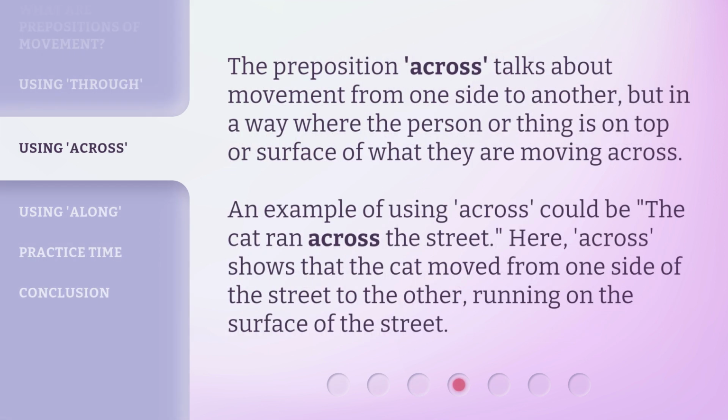The preposition across talks about movement from one side to another, but in a way where the person or thing is on top or surface of what they are moving across. An example of using across could be, "The cat ran across the street." Here, across shows that the cat moved from one side of the street to the other, running on the surface of the street.